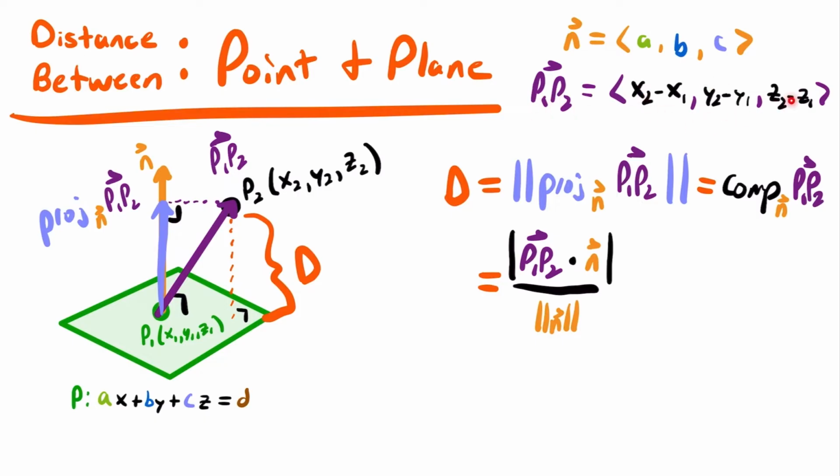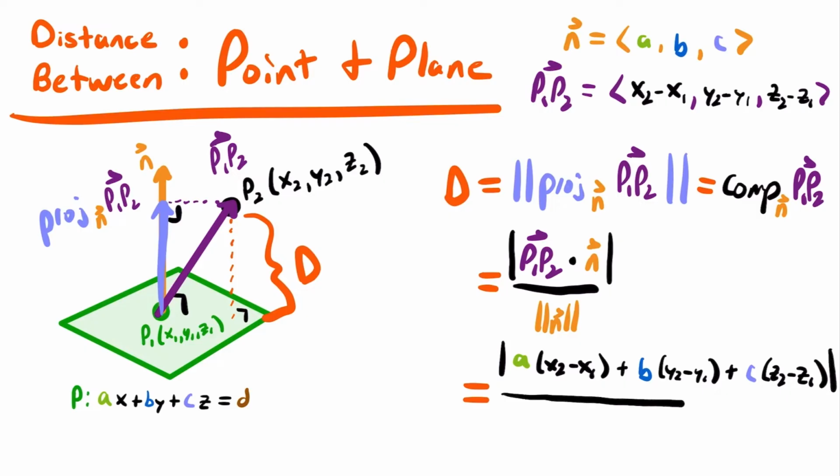And so now that we know the components of these two vectors, we can perform the dot product between them. We'll multiply the x components together, add that to multiplying the y components together, and add that to multiplying the z components together. And so that will give us that the distance is equal to the absolute value of a times (x2 minus x1) plus b times (y2 minus y1) plus c times (z2 minus z1). All right, and then that's all divided by the magnitude of the normal vector.